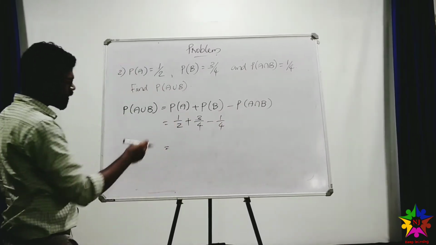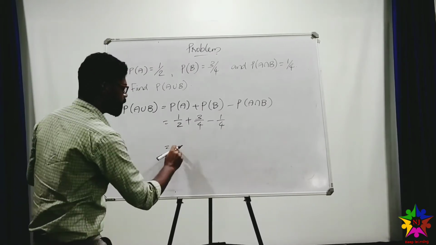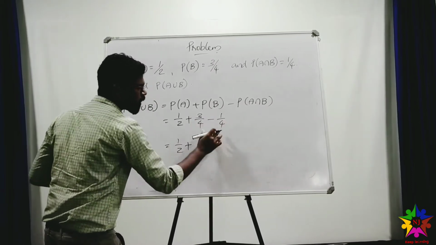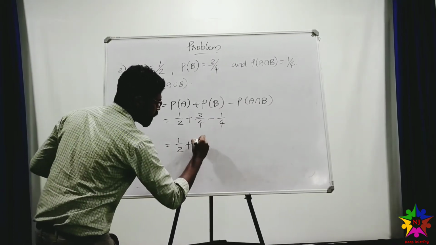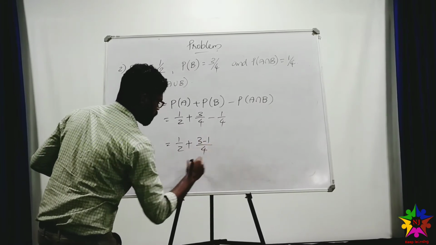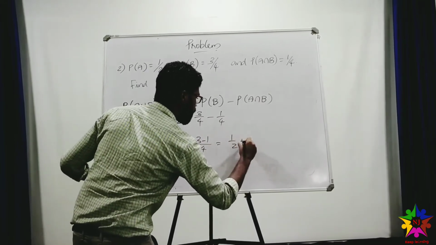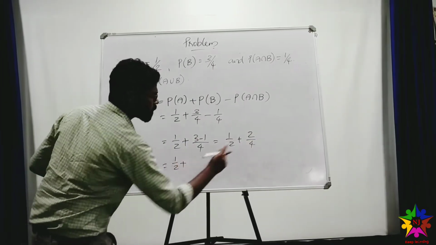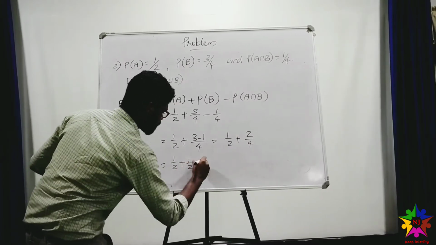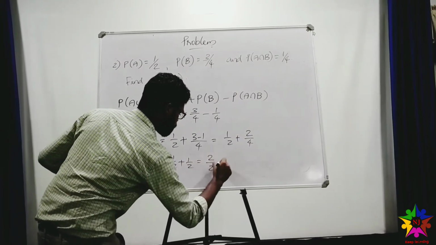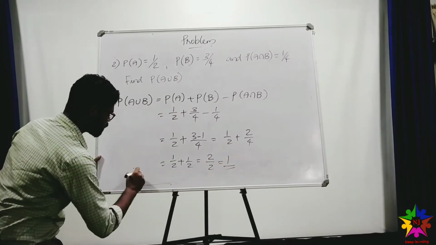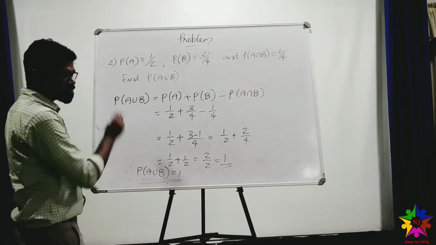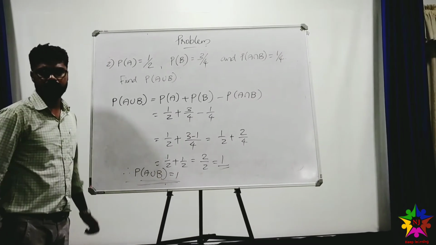And we have the values here. Probability of A is equal to 1 by 2 plus probability of B is equal to 3 by 4 minus probability of A intersection B is equal to 1 by 4. For simplicity, let's see the denominators. 3 by 4 and 1 by 4 have the same denominator, so it can be written as 3 minus 1 by 4, and that is 1 by 2 plus 2 by 4. By simplifying, it will be 1 by 2 plus 1 by 2 again, that is 2 by 2, equal to 1. And the final answer is probability of A union B is equal to 1. And this is the result, and you just work it out.